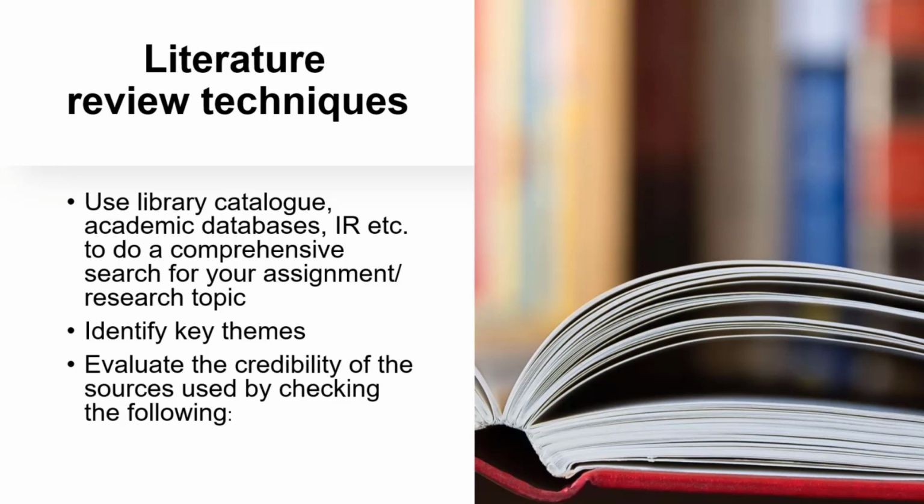When you're doing a literature review, you must be able to identify the key things. When you find information inside those academic databases, in the institutional repository, in the books, in the articles, you should be able to identify the key things. Obviously, when two or more people find the same information, or the findings are actually the same, those are the themes that you should be able to identify, and then evaluate the credibility of the source by checking the following.